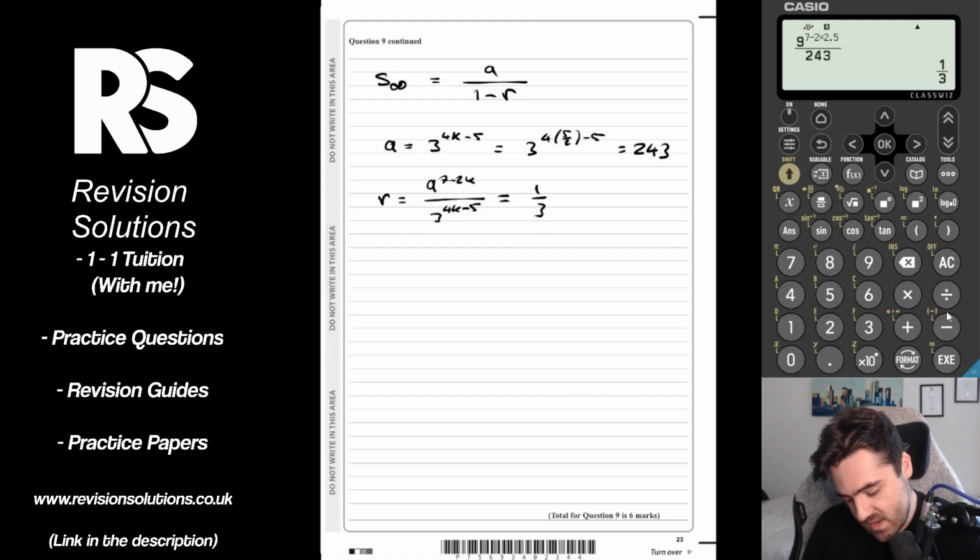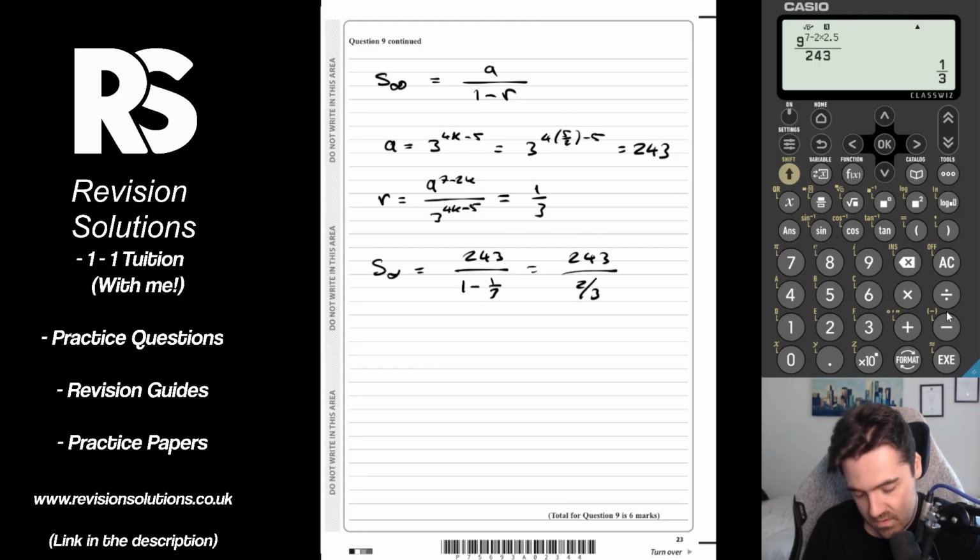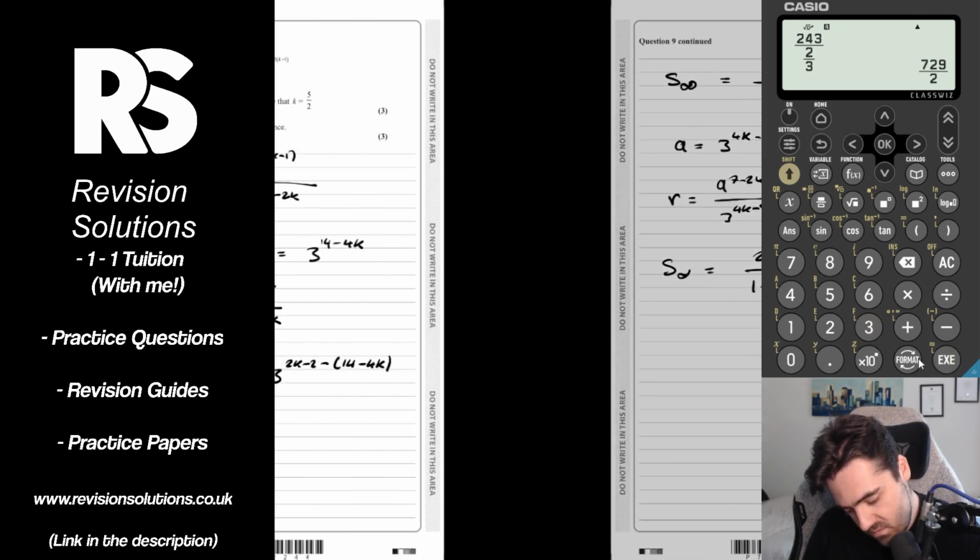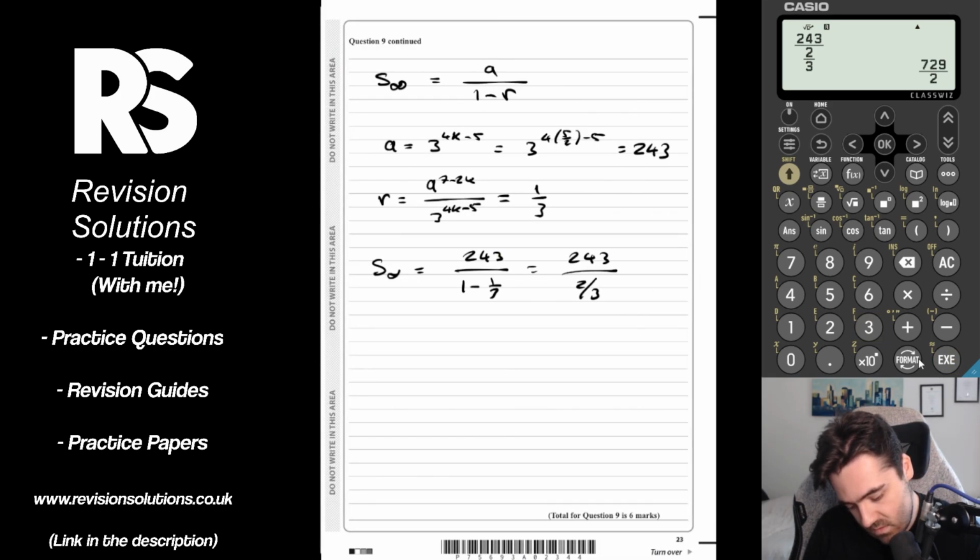So then our final answer for S infinity is 243 over 1 minus a third, or 243 over 2/3. Let's just get the calculator to do that for us again. So 243 over another fraction, 2 over 3, gives us 729 over 2. Does it want it as a decimal? No, it doesn't say, so we'll leave it as a fraction. 729 over 2.